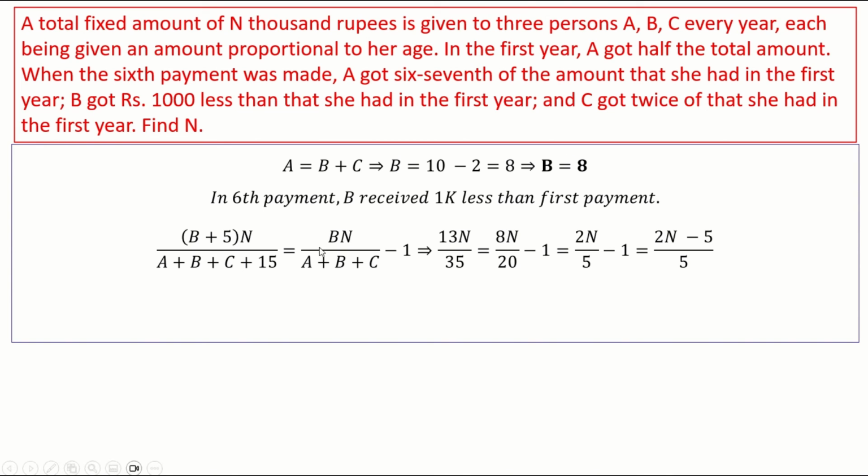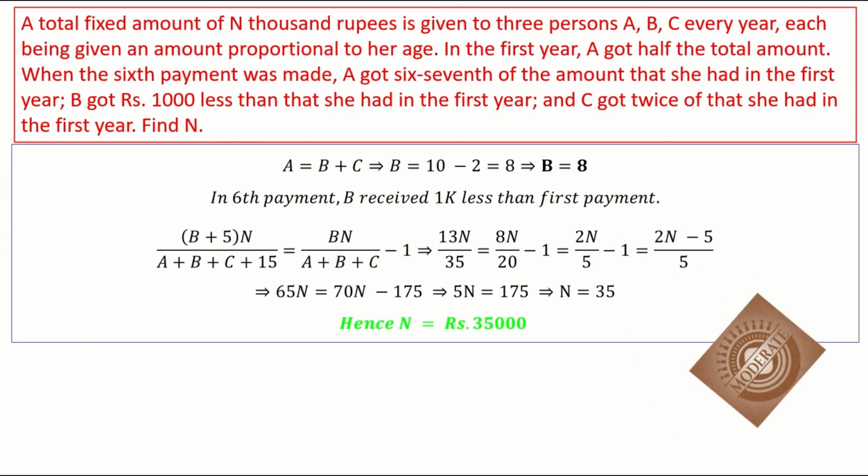So if you simplify it, you have all the values of A, B, C. You substitute them, and you will get 13n by 35 equal to 8n by 20 minus 1. You solve it, and this is what you get: n equals 35. That means n equals 35,000 rupees. 35,000 is the answer. This is moderate.